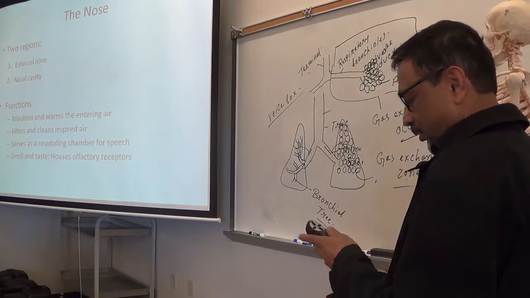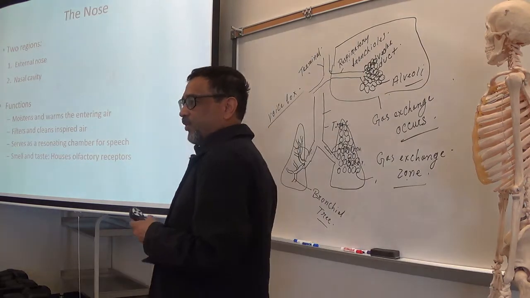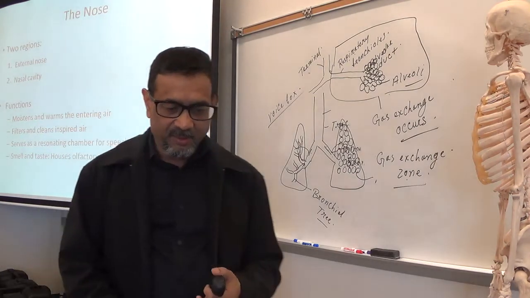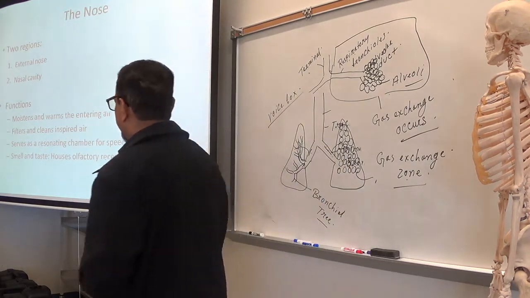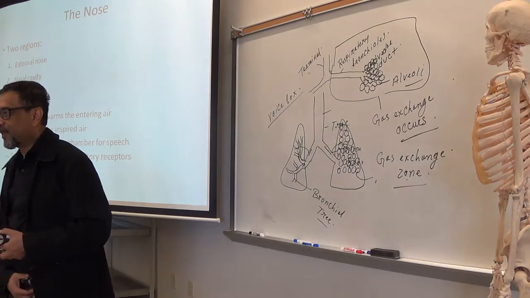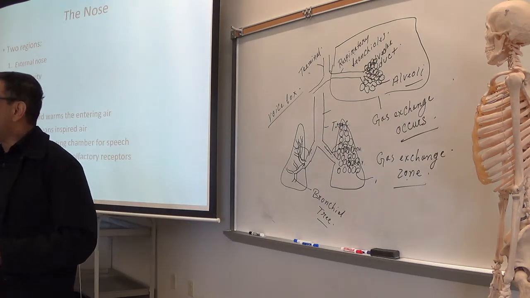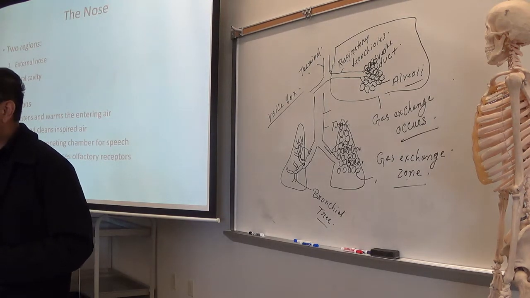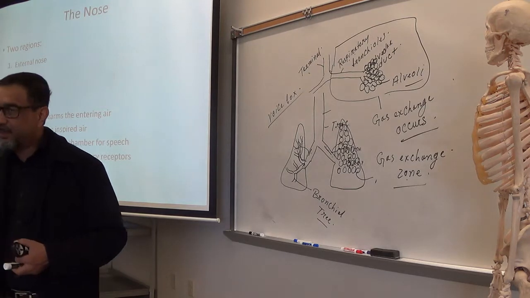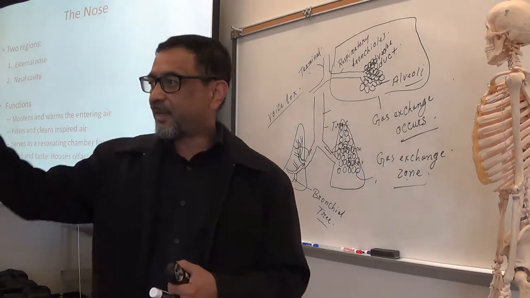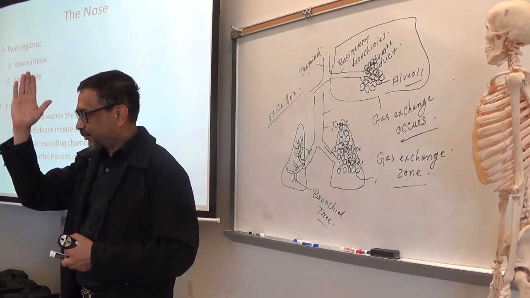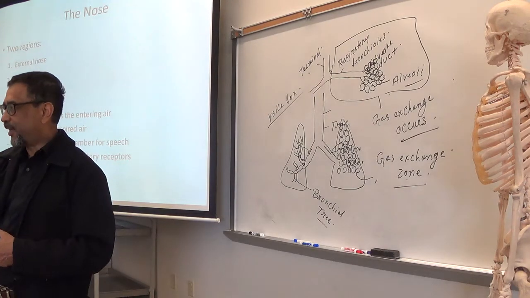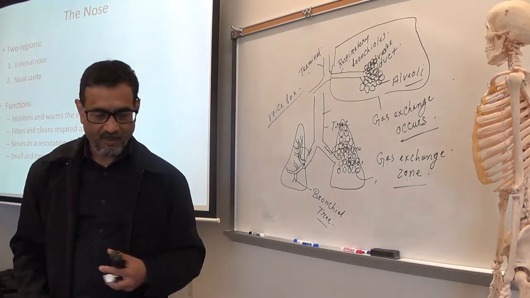Okay, now we'll talk about the nose, the first organ of the respiratory system. Inside the nose, you have a cavity called the nasal cavity. The external nose you can see from outside, but inside it you have a cavity, the nasal cavity. The nasal cavity is divided by what? The nasal septum, right? A partition that separates it into two halves.